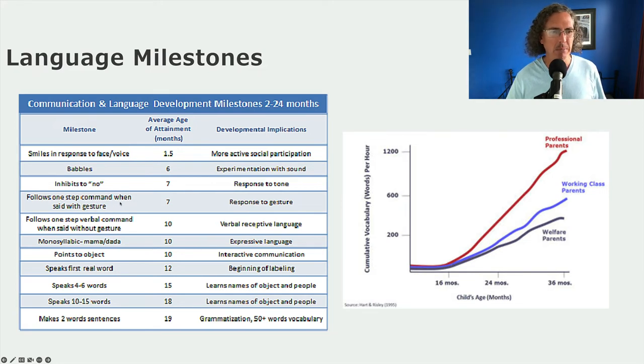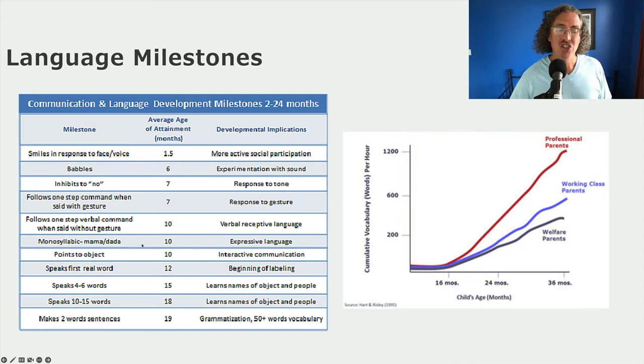Follows one-step commands when said with a gesture. Stop. Stop. Or food. Eat your food. Things like that. So by about 7 months, it can start to get one word, eat, I guess it would be, not eat your food, eat, things like that. And we typically do use the gestures. We just sort of automatically do that. And so by 7 months, it can start to understand that. By 10 months, it starts to understand a one-step verbal command when said without a gesture. So you can just use your language and the baby can start to understand these one-word commands.